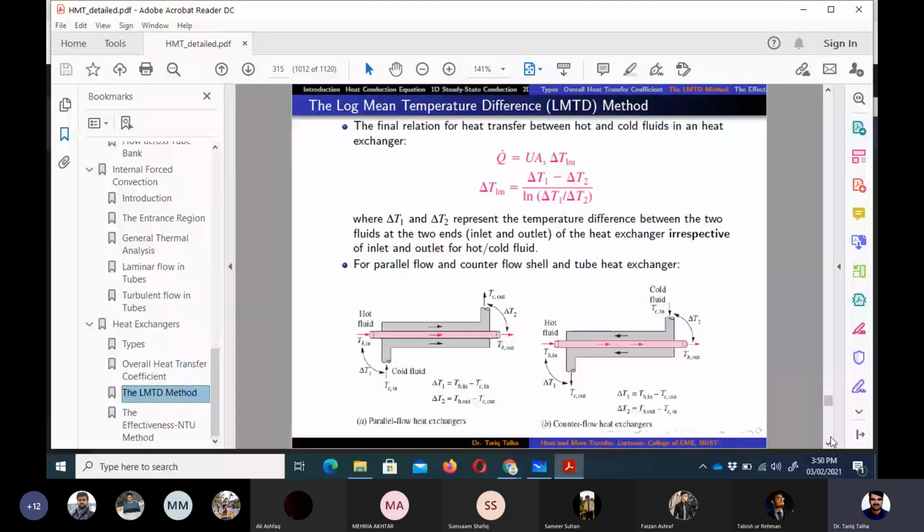And now we are going to do a couple of numerical problems for log mean temperature difference method. So if there is any query, anything you couldn't understand from yesterday's class, you can let me know. Otherwise, we can continue with the numerical problems.